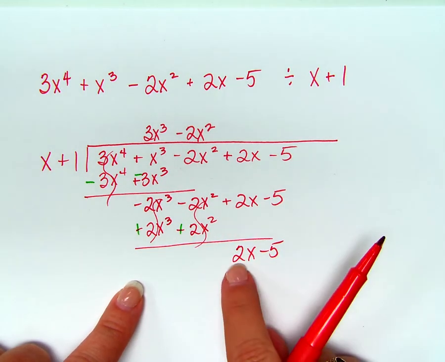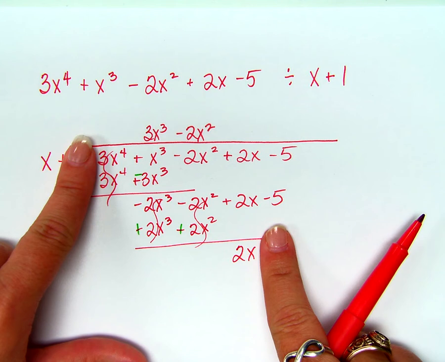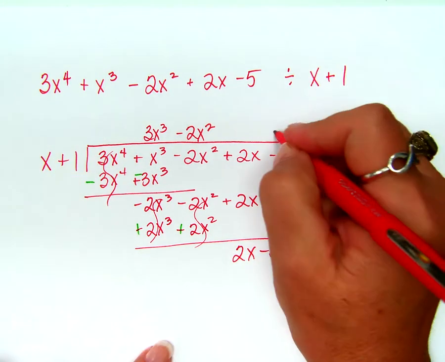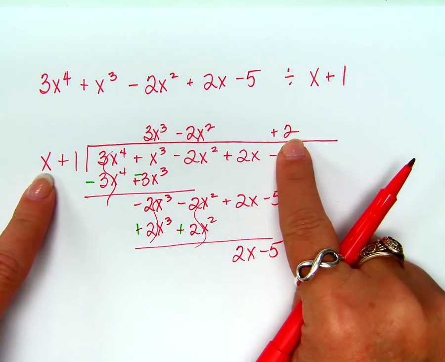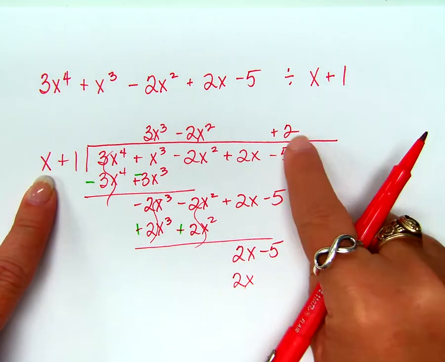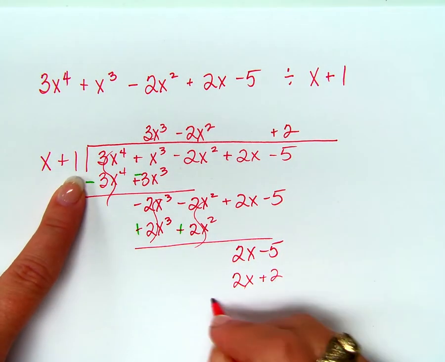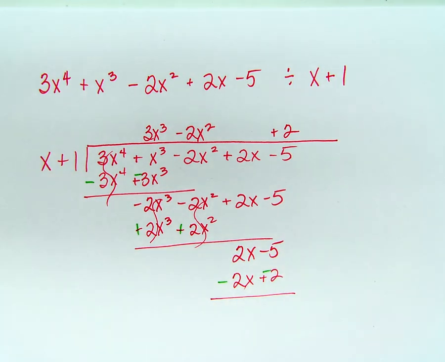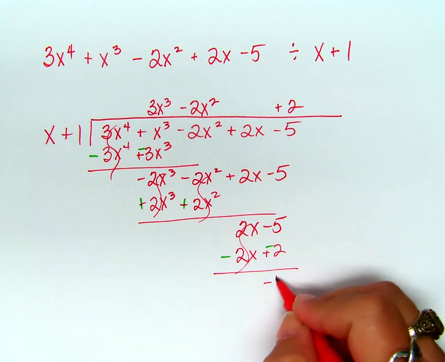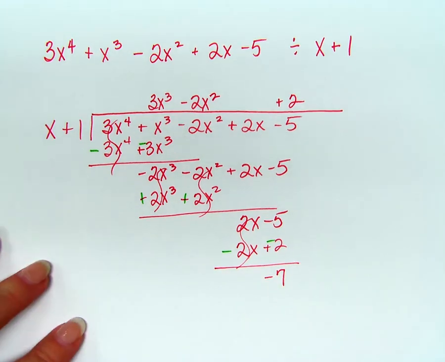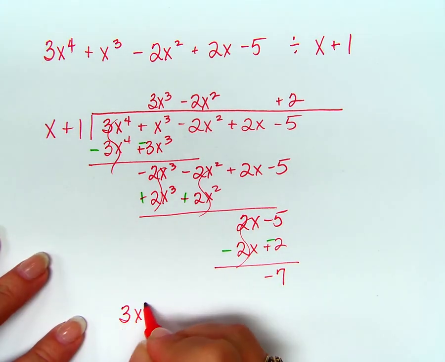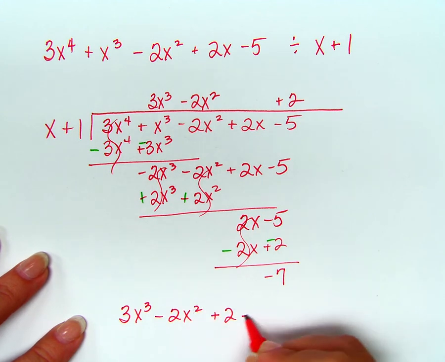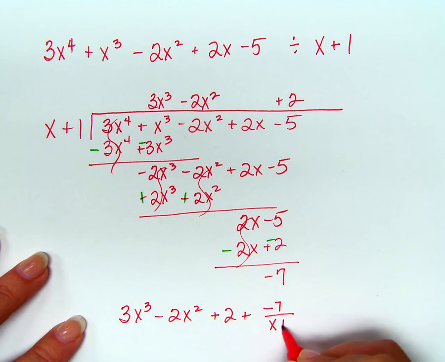Okay, so now start all over, beginning terms, 2x divided by x. Plus 2, where does that go? Okay, plus 2. 2 times x, 2x. 2 times 1, 2. And then change the signs and add. That's 0 and that is negative 7. So my answer is 3x cubed minus 2x squared plus 2 plus negative 7 over x plus 1.